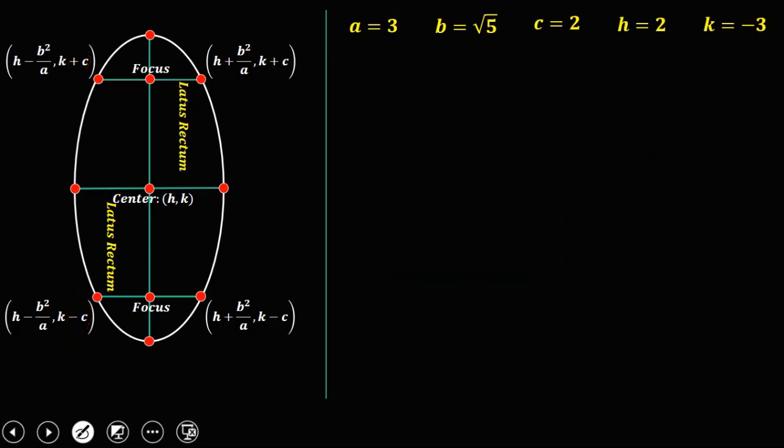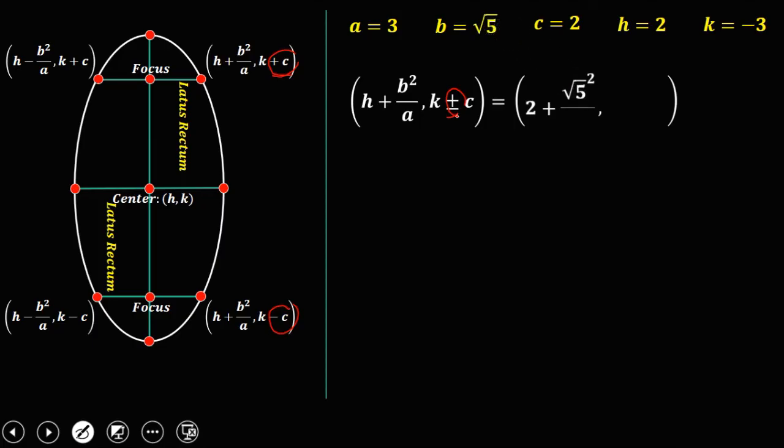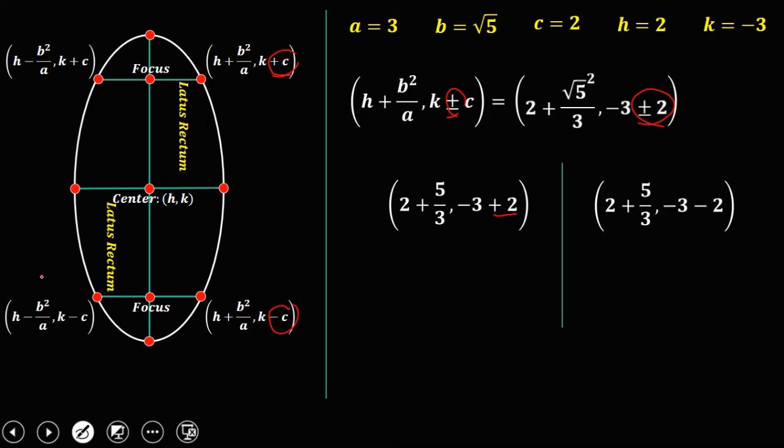Then for the other two coordinates, combine these two formulas, the plus c and the minus c. Then substitute the values. So h is 2 plus b squared, the square root of 5 squared, over a, that's 3. Then k is negative 3, then plus and minus 2. Then rewrite this as plus 2 and minus 2. Then this 5 over 3 is 1.67.